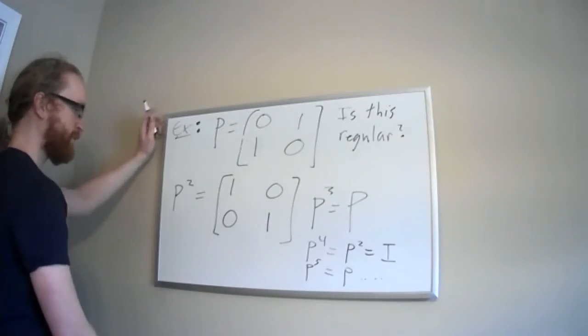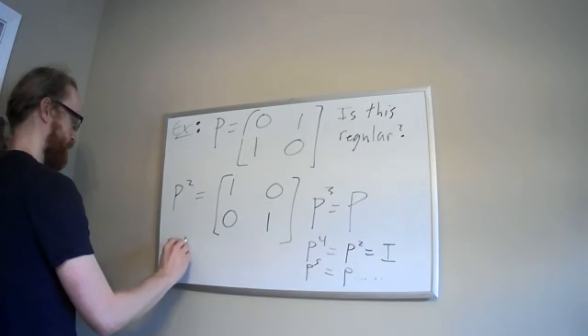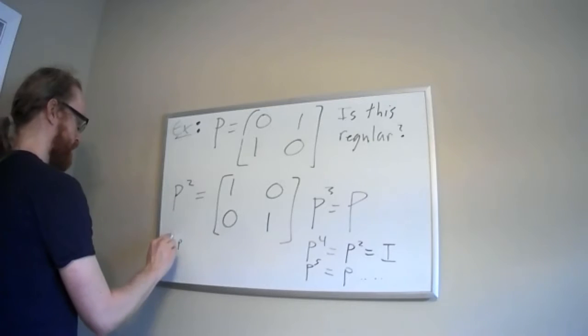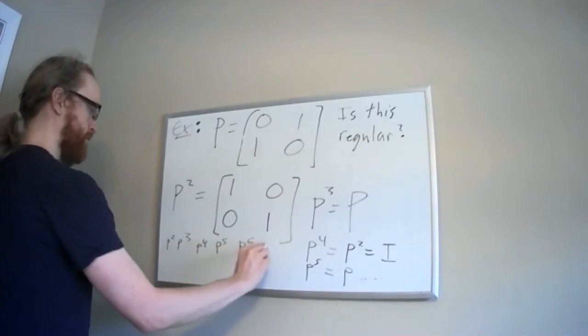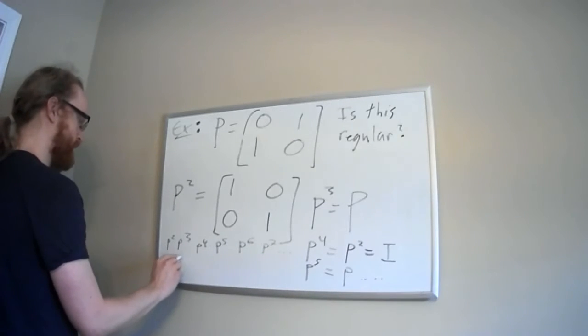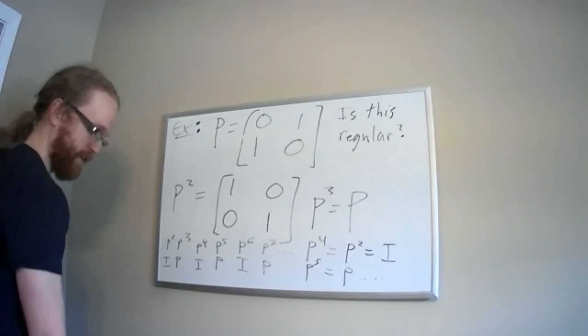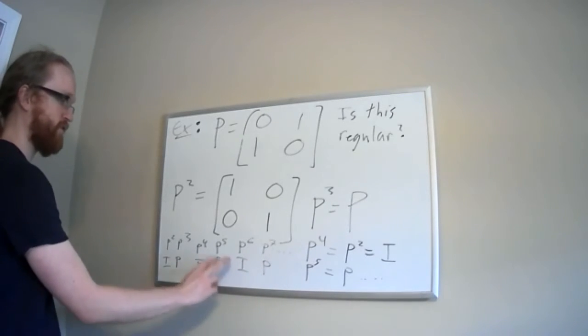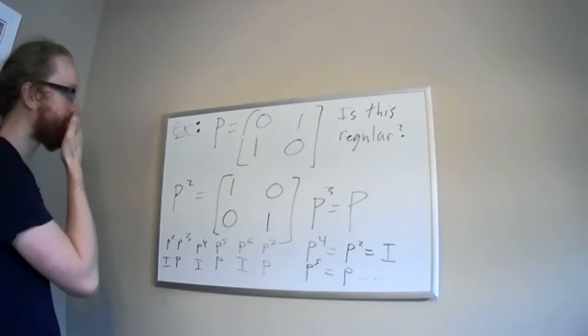So what do we see? I see that the sequence of powers, P squared, P cubed, P to the fourth, P fifth, P sixth, P seventh, and onward forever is just going to alternate between the identity and P. As I take powers, it's just going to flip-flop between these two matrices. I'll never get anything different as I take powers.